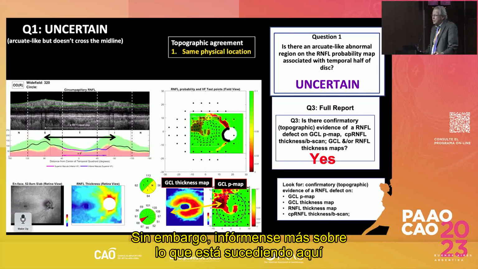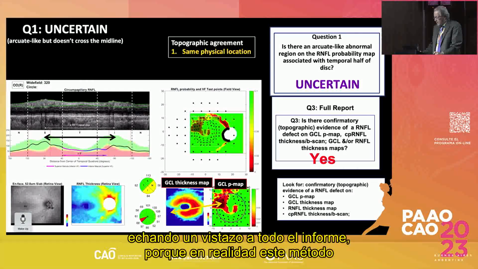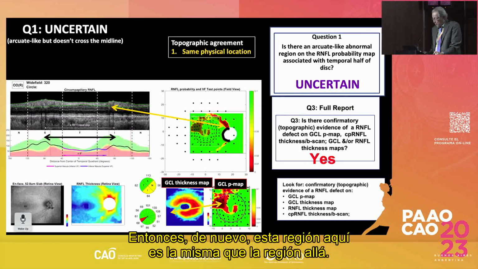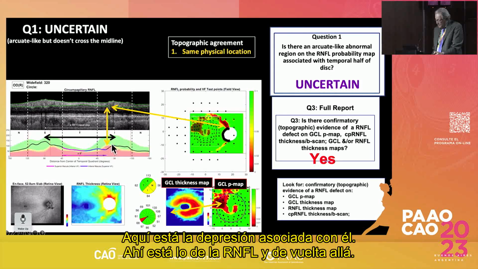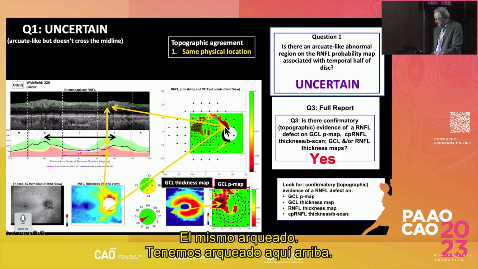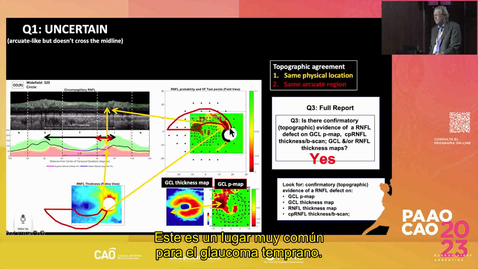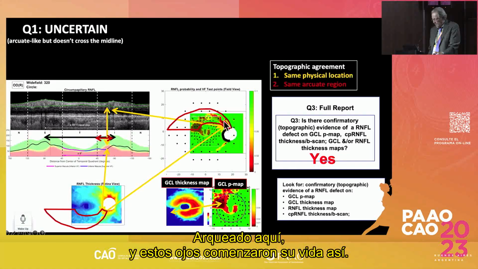However, teach yourself more about what's happening here by taking a look at the whole report, because really this method is a sneaky way to get you to look at the whole report. So again, this region here is the same as that region there. There's the dip that's associated with it. There's the thinning on the retinal nerve fiber layer, and then back to there. Same arcuate. Once again, we have an arcuate up here. This is a very, very common place for early glaucoma. Arcuate here, and this eye started out life like that.